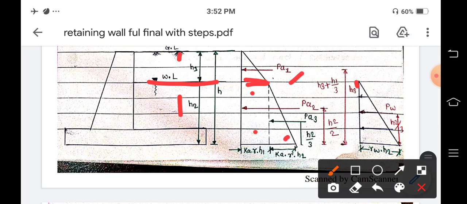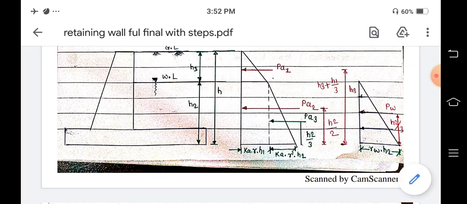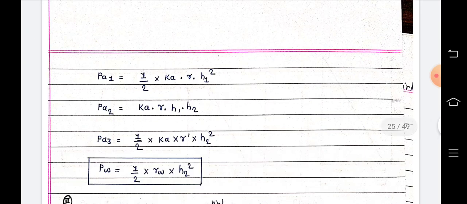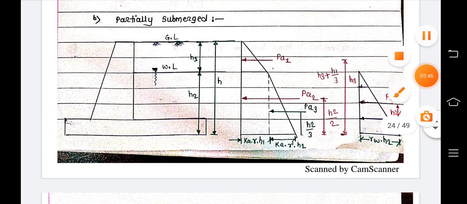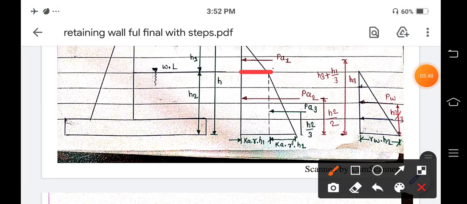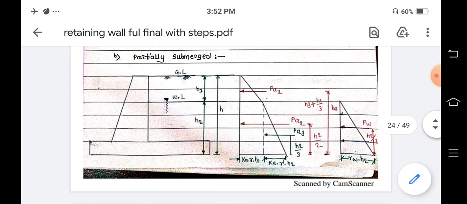PA1 will be equal to, as we look below, 1 by 2 Ka gamma H1 square. We have calculated the area of this triangle, because this height is H1. So 1 by 2 Ka gamma H1 square.